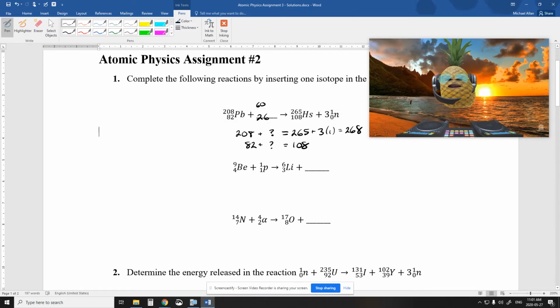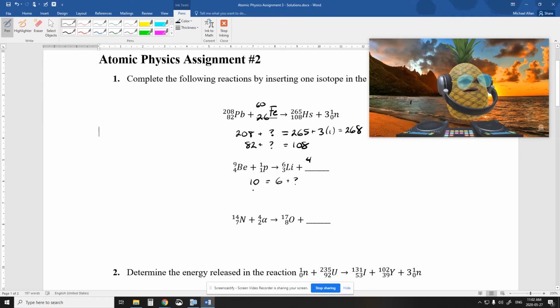So to find out what this is, I'm just going to go to my periodic table. Iron. So this is going to be Fe. Okay, awesome. Next one down here, we're going to do the same process. We got 9 plus 1. We have 10 on the top. It's got to equal 6 plus a question mark. So we got a 4 there.